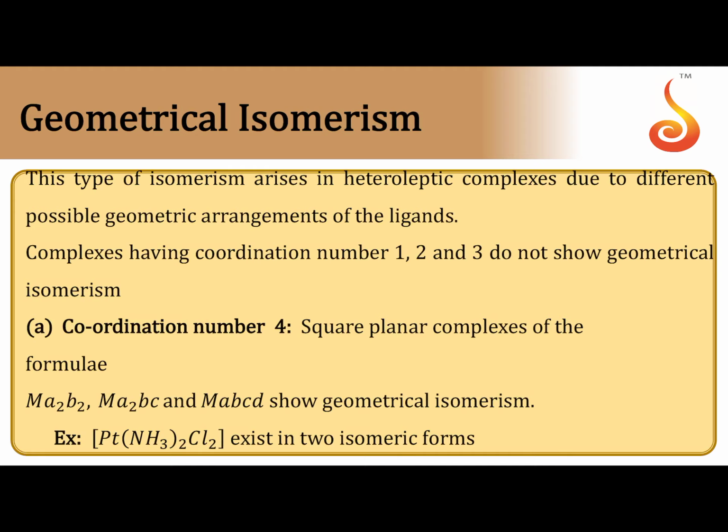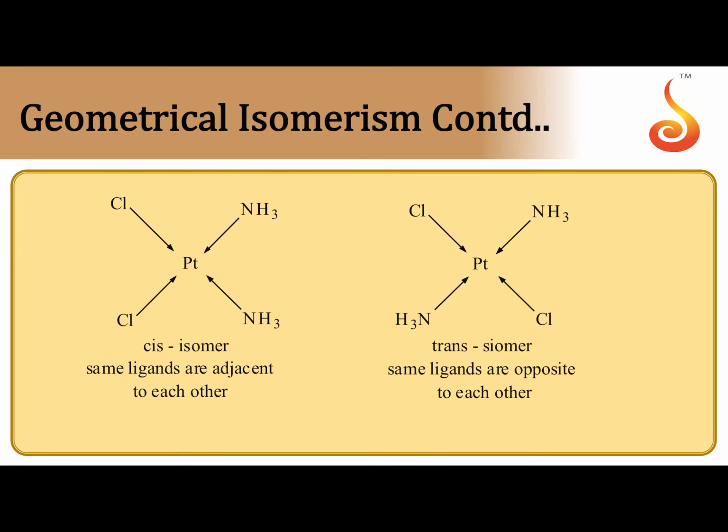First, geometrical isomerism. Geometrical isomerism is exhibited by complexes with coordination number 4, square planar complexes, not tetrahedral complexes. Due to difference in the angle between ligands, geometrical isomers are produced. With coordination number 4, MA2B2, MA2BC and MABCD, the complexes having these formulas can exhibit geometrical isomerism.